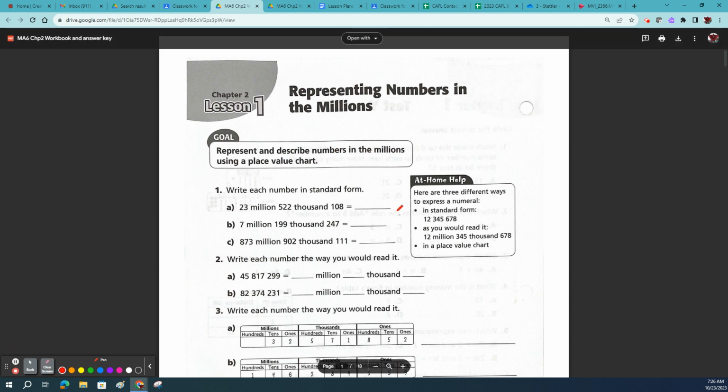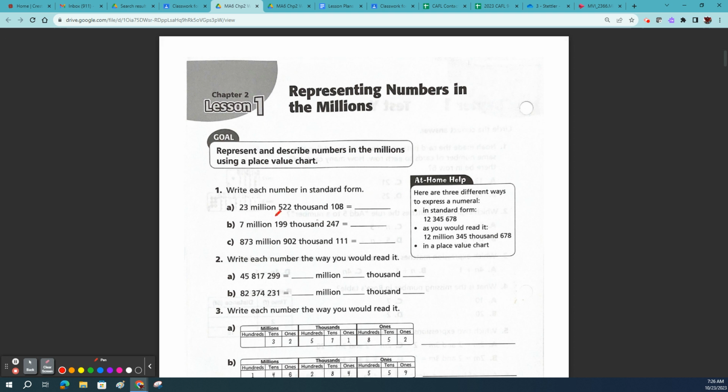On your workbook page, this very first question says write each number in standard form. Well, read this number first. 23,522,108. This is how you read it. It also allows us to write it pretty easily. I'll start with my millions. I've only got 23 million.